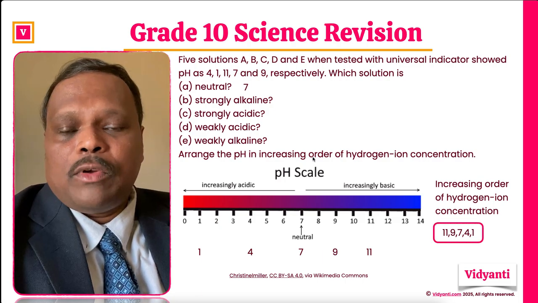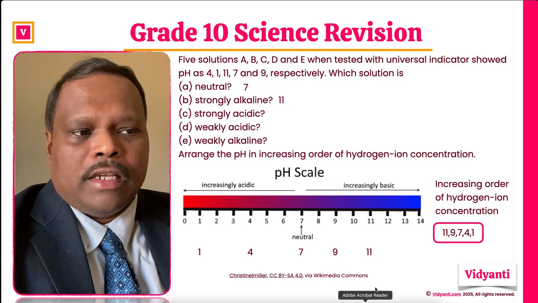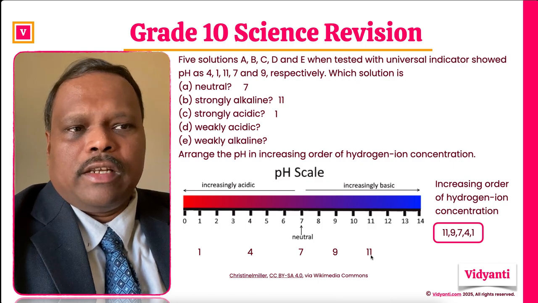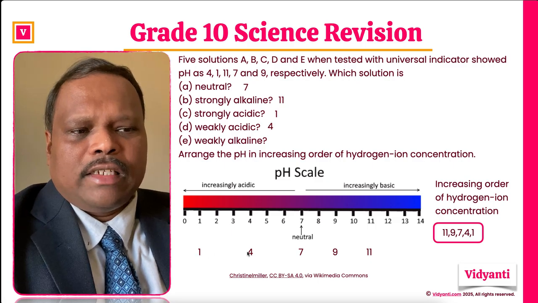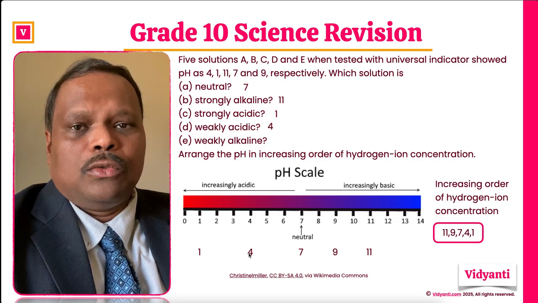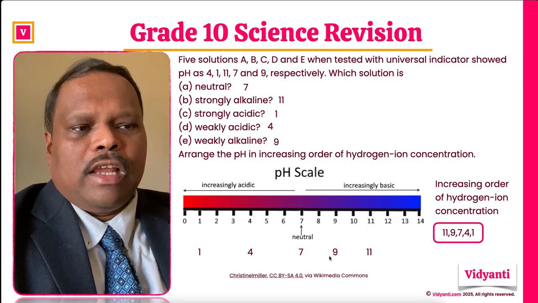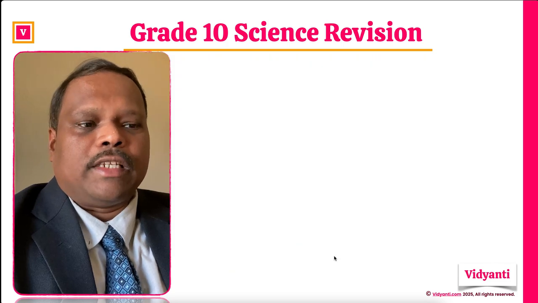Let's quickly recap. Neutral is pH 7. Strongly alkaline is farthest from this one, that's 11. Strongly acidic is farthest on the left hand side, which is 1. Weakly acidic, which is 4, is closer to 7 but on the left side, and weakly alkaline is closer to 7 but on the right side.